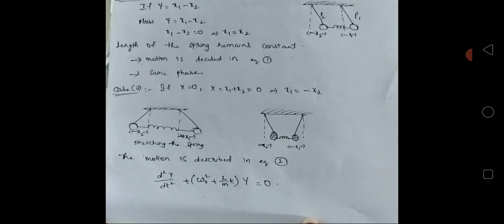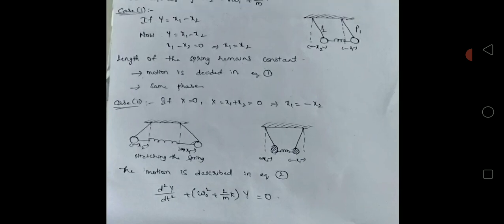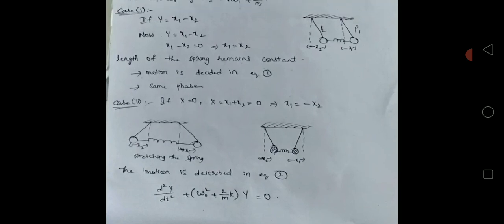In case 2, we have two diagrams here, that is it can stretch the spring or it can compress the spring. If x is equal to x1 plus x2 is equal to 0, then plus x2 goes to the right hand side and becomes negative, x1 is equal to minus x2. The first diagram is the stretched spring, the second one is the compressed spring. Next, the motion is described in equation 2, d square y by dt square plus omega naught square plus 2k by m into y is equal to 0. So this is the equation of normal mode frequency.